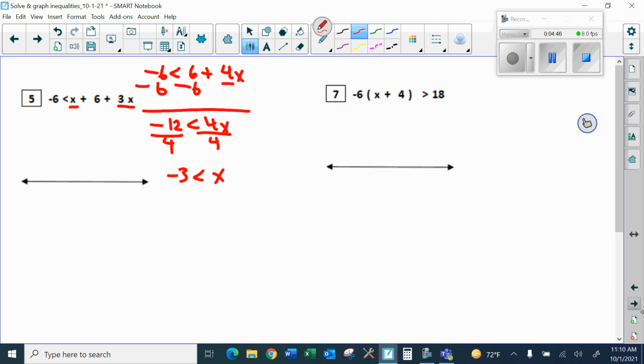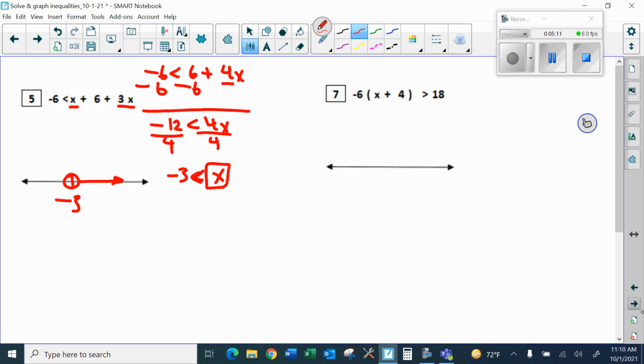There's no equal sign there, so it's just greater than, so it's an open circle at -3. You always read from the x side, wherever the variable is. x is greater than. It's greater than because the sign always points to the smaller number. So x is greater than -3. Greater numbers are always to the right.